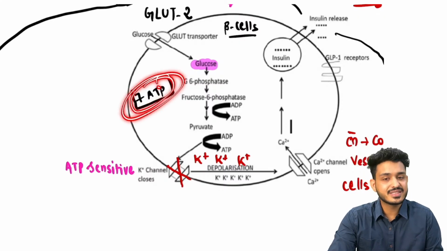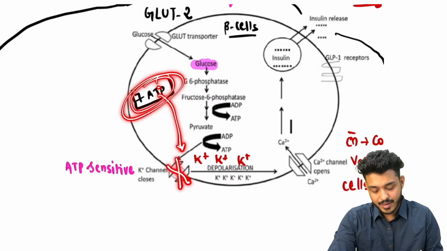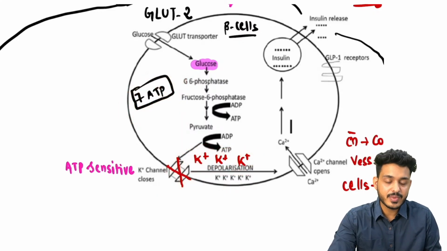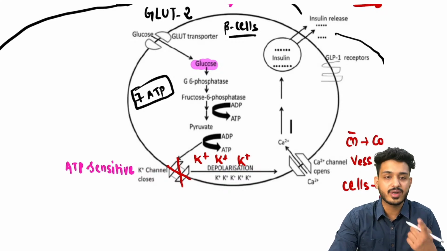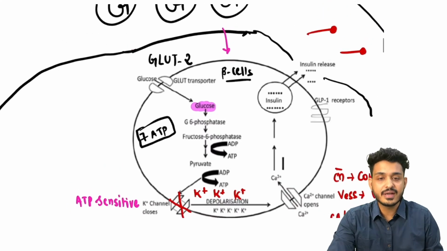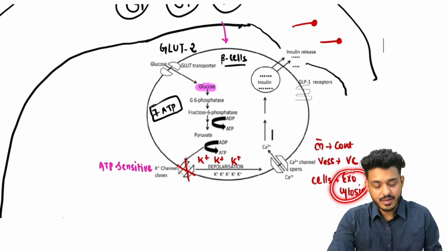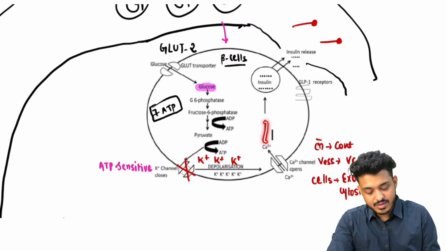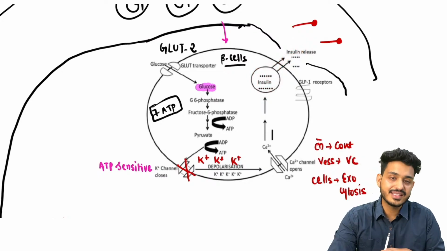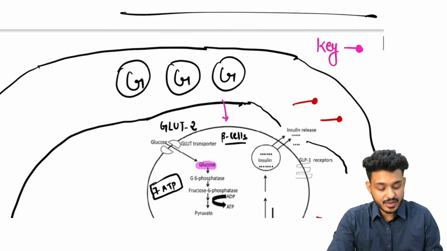What is going to happen? This ATP is going to block this channel, and because of that potassium cannot leak out. This potassium will get accumulated inside. Once potassium accumulates inside, you will have depolarization. Accumulation of positive charge is known as depolarization, right? Because of this depolarization, calcium will come inside, and because of the entry of calcium, one of its functions is exocytosis. As soon as calcium comes inside, the insulin vesicle will be released outside, into the blood.